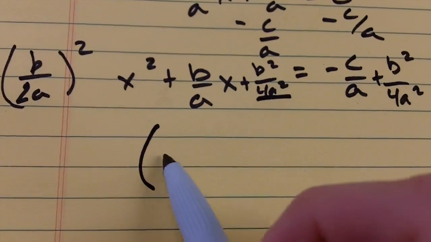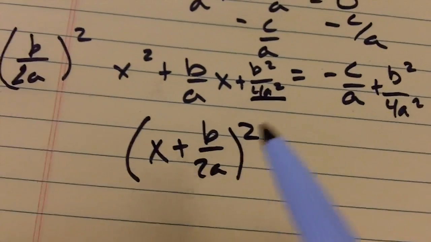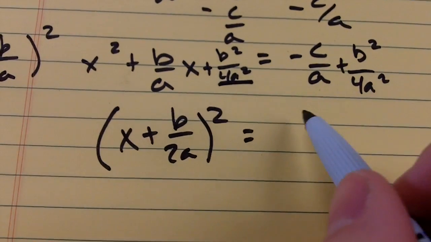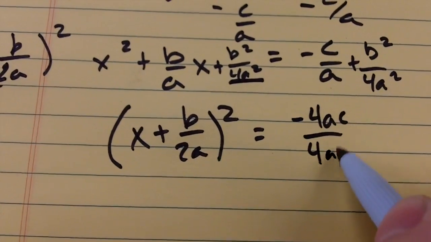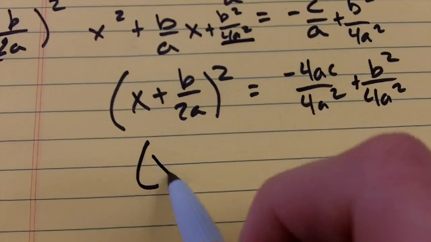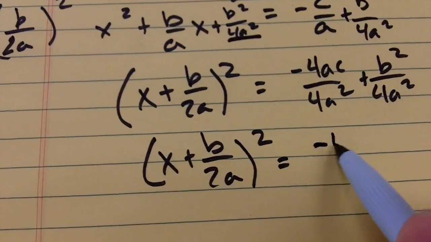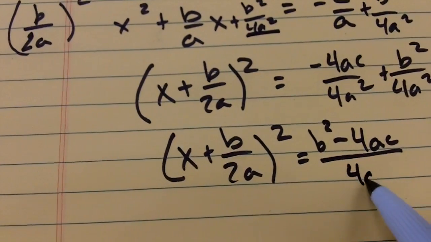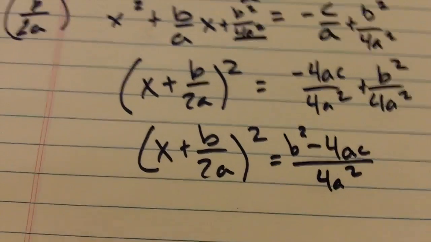I can factor this side now: x plus b over 2a, squared, equals... let's get a common denominator here, so I'm going to multiply this and this by 4a, so I have minus 4ac over 4a squared plus b squared over 4a squared, and I'm going to combine those. So I'm going to leave this side alone for just a second, just so I can get the other side looking how I want it to look. So over here I have negative 4ac, and I'll put the b squared in front: b squared minus 4ac, all over 4a squared. I've got the common denominator now, I'm just putting it together.